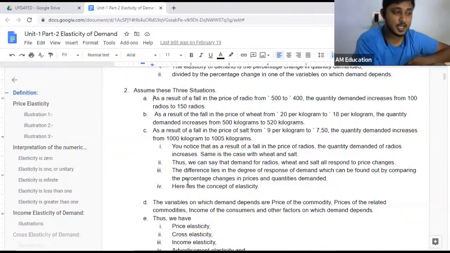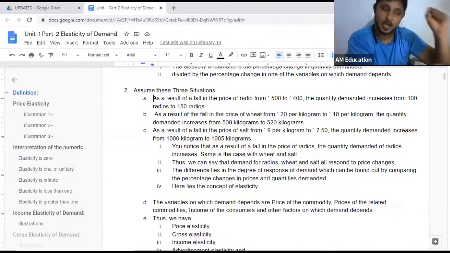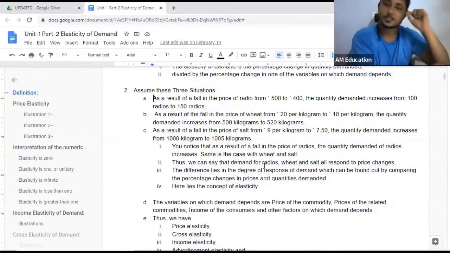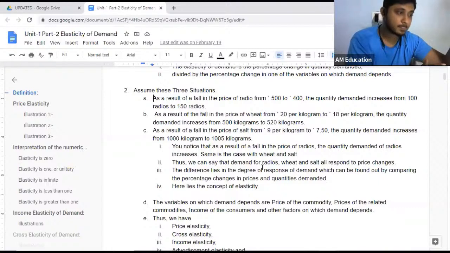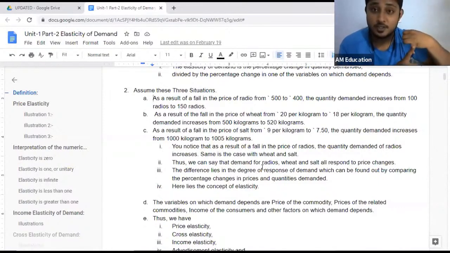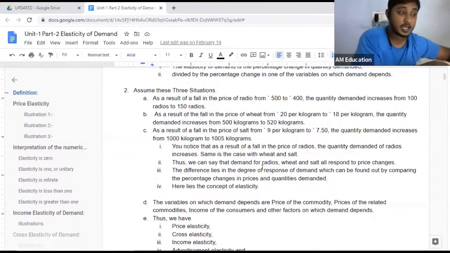So he's saying that we can say that the demand for radios, wheat, and salt all respond to price changes, but the degree of response, how much did wheat respond? How much did rice respond? How much did the other one? What was the other one? Radios. How did radios respond to a price change? How did wheat respond to a price change? And how did salt respond to a price change? Like they responded differently, right? With different numbers. So here lies the concept of elasticity.